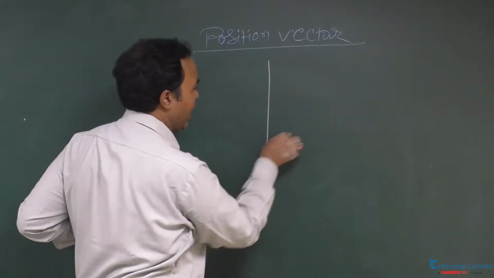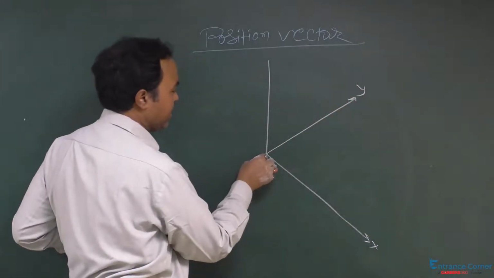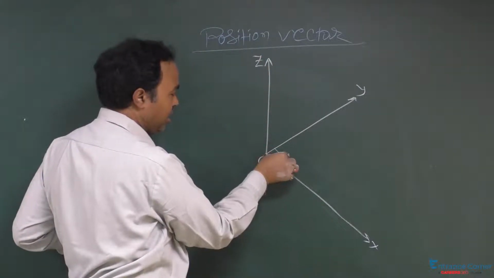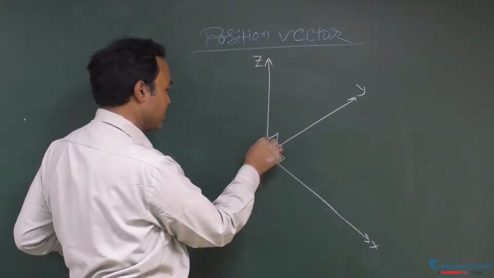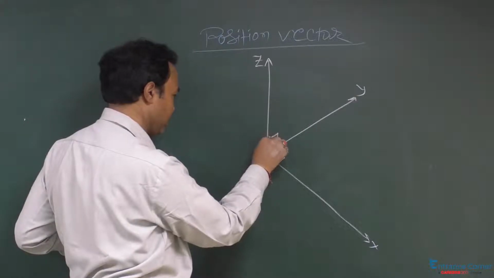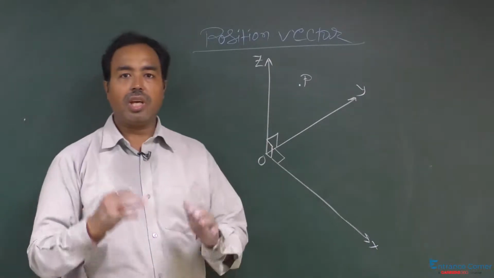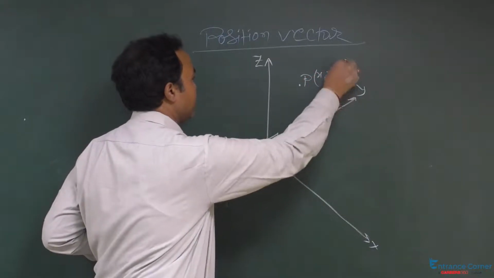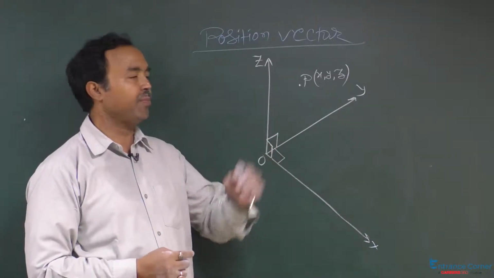Student, if you have the three axes, x axis, y axis and z axis, and if you have a point whose coordinate is given, this is point P, P in the space whose coordinate is given as x comma y comma z. Then in that case, what will be the position vector of this point P?